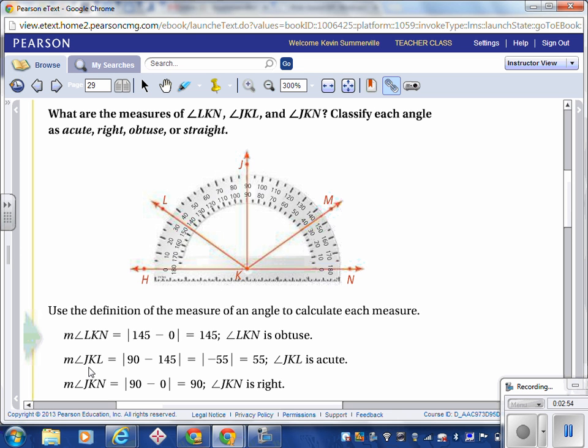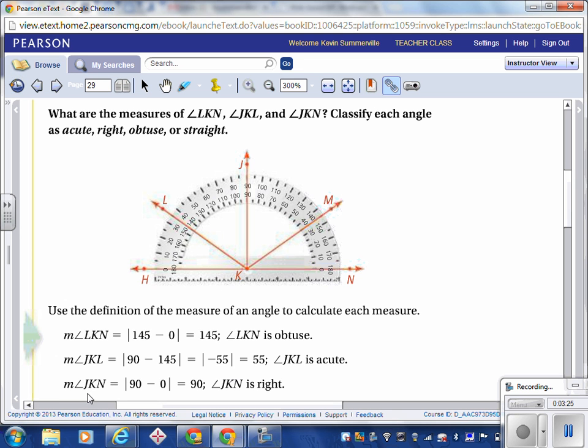As for measure of angle JKL, J, which is 90, and this line, L, which is 145. If you take the absolute value of 90 minus 145, you'll get 55. Remembering that a negative inside the absolute value sign is squeezed out.